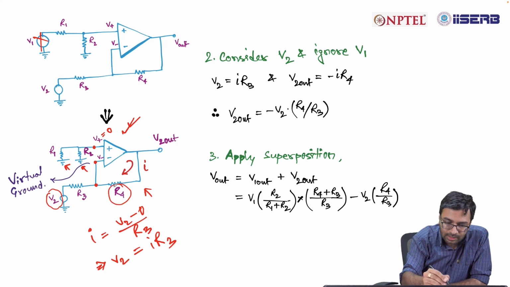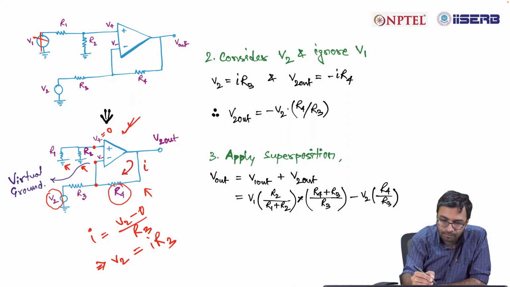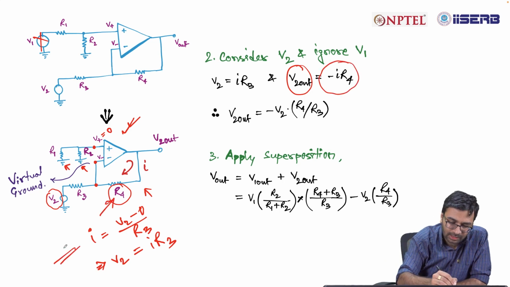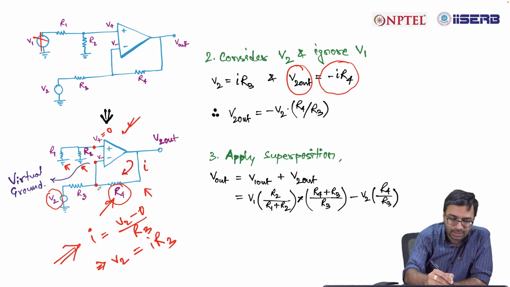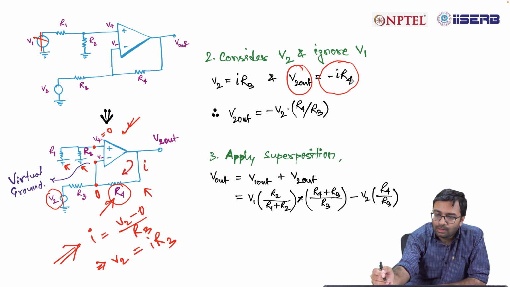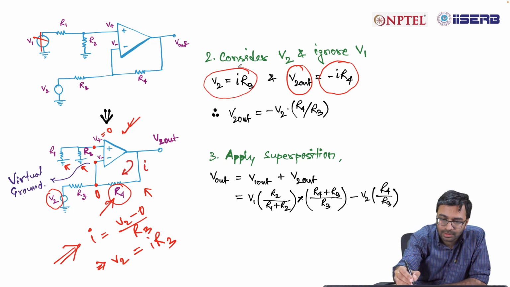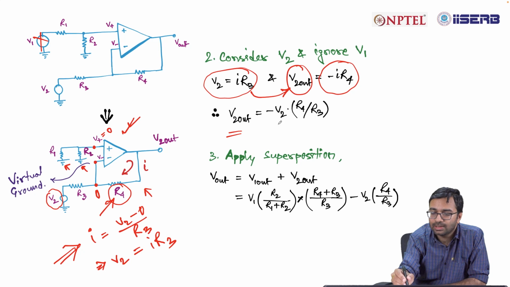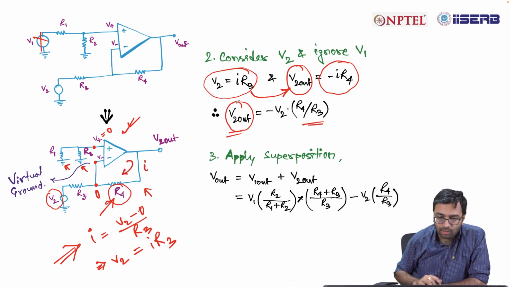Similarly, if you consider this resistance only, you can write V2 out is equal to minus I into R4. Apply the similar concept: this part is 0, grounded. So your V2 out will be equal to minus I into R4. Now let us put the value of I from this equation into this equation. Then your V2 out is equal to minus V2 into R4 by R3. Now you know the value of V2 out.